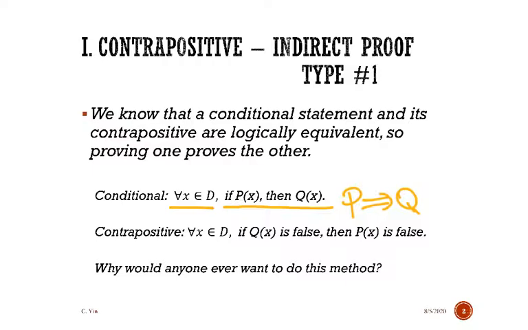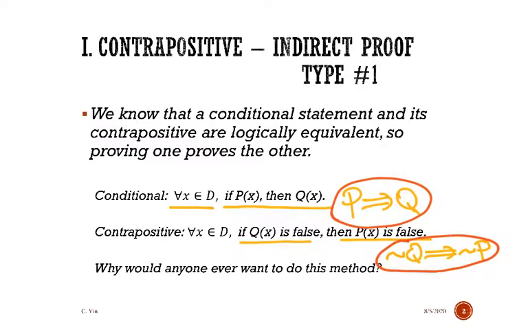Now the contrapositive is going to be, again, for all x that's in your domain, if Q of x is false, then P of x is false. The way we would write that in shorthand is not Q implies not P. So sometimes if you can't prove this P implies Q very easily, try it this way. Assume not Q and show that that leads to not P. Because they're logically equivalent, if you've proven one, you've proven the other. Also, if you've shown a counterexample to one, that same counterexample should go for the other one.